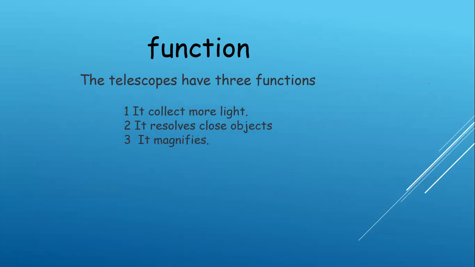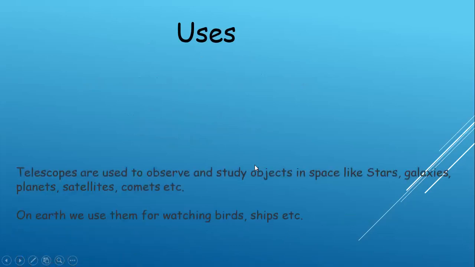It collects more light, it resolves close objects, and it also magnifies. Resolving close objects means that whenever two stars are very close and we are unable to see them separately, the resolving power of the telescope helps us separate those objects, and we are able to see those two objects separately. Resolving power is more important than magnifying power in the telescope.